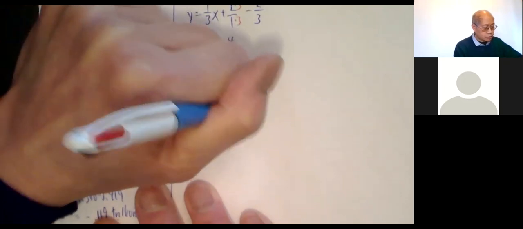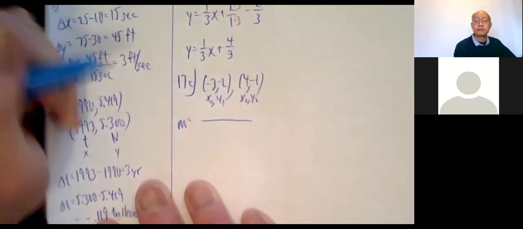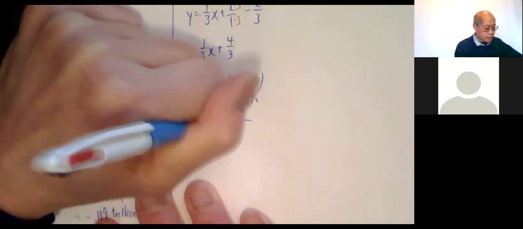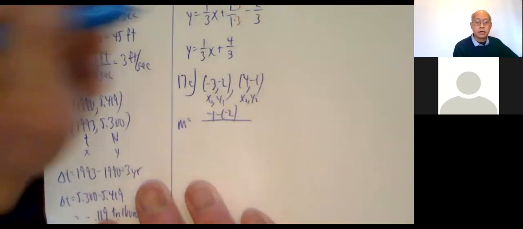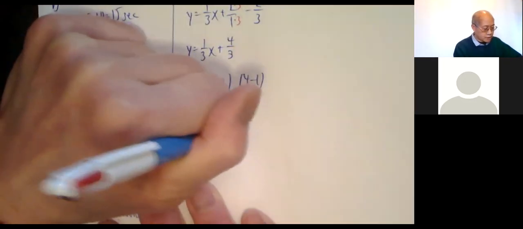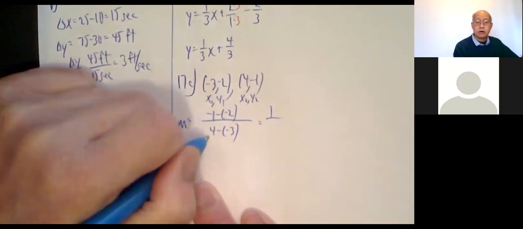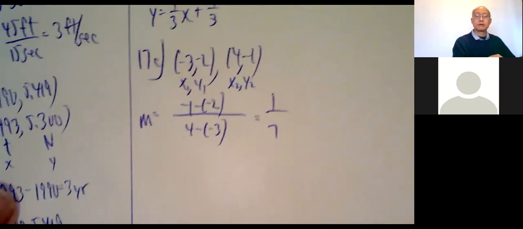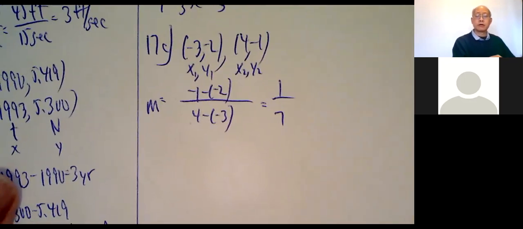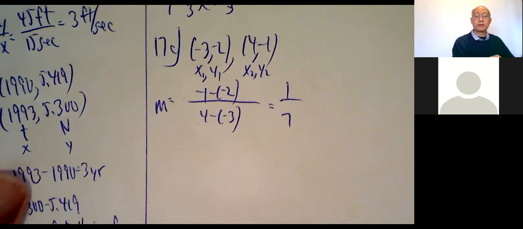Okay, so x1, y1, x2, y2. So -1 minus a -2 divided by 4 minus a -3. So that's like -1 plus 2, which is 1. 4 plus 3, which is 7. So the slope is 1/7. And again, let me raise it up. But I can't hold it forever. So I have to write again.